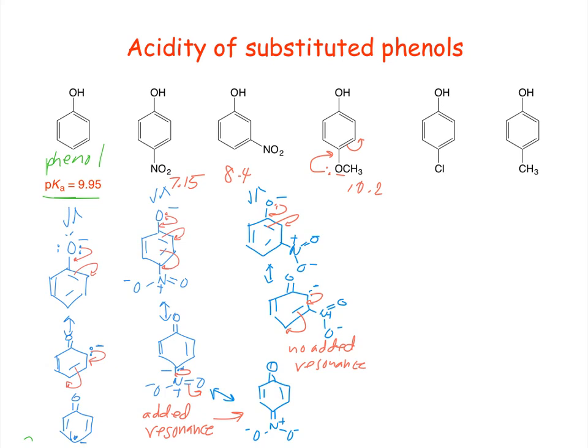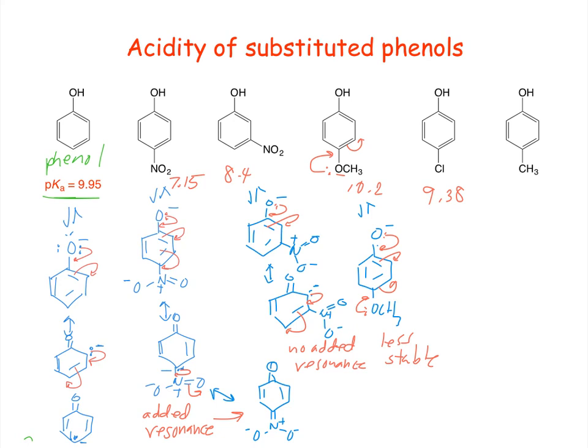And if you donate electron density to an anion, it makes it less stable. Okay, so we could have this OCH3, right? Because this one wants to donate electron density this way. This one wants to donate electron density this way. And so this is going to make it less stable. Okay? All right, the next one, chloro, goes to 9.38.